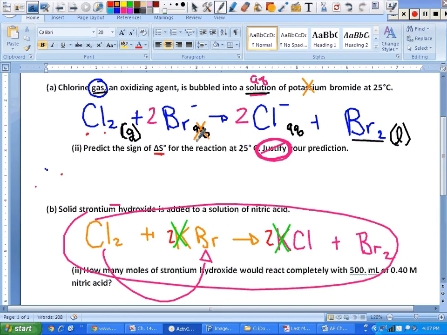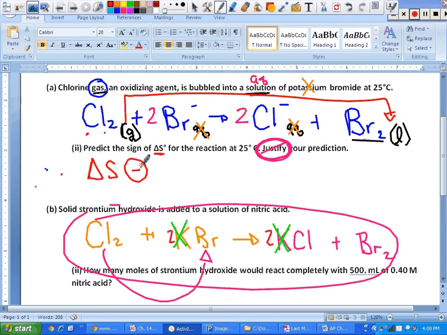Exactly. So it's becoming more ordered. So delta S is negative because liquid is more ordered than a gas. So you're going from a mole of a gas to a mole of a liquid. However you want to say it.